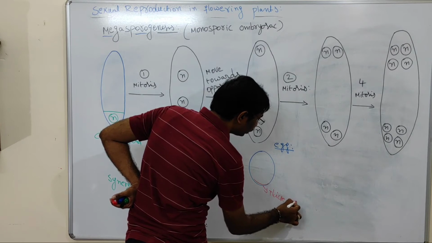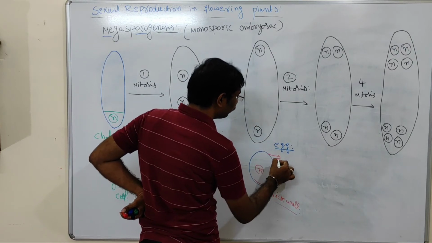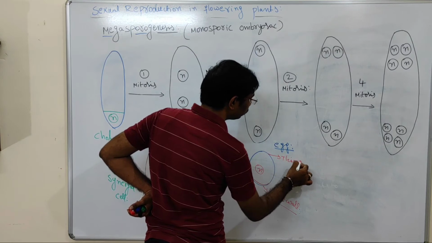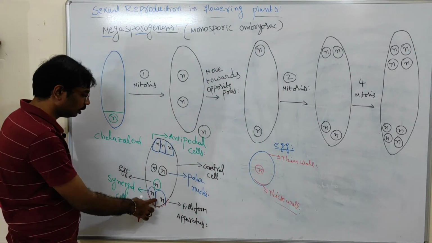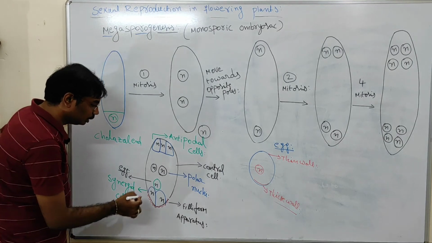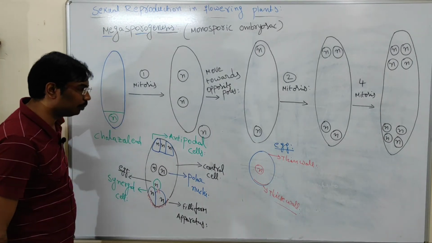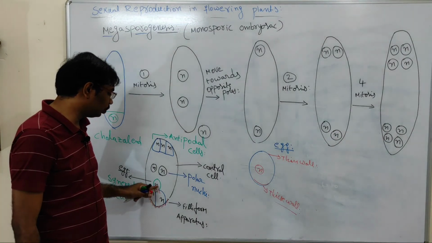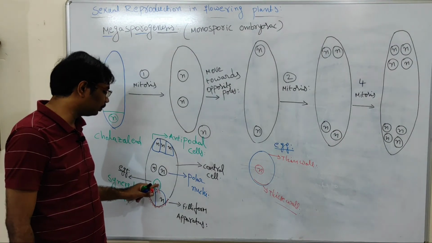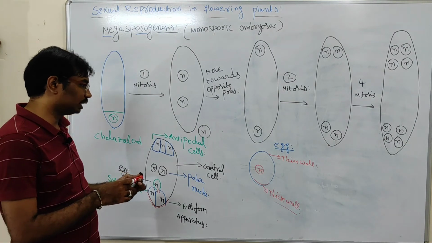There is a thick wall towards the micropylar region, and in this region it has a thin wall. Because see here, the synergids and egg cell are very close to each other. The synergids and egg cell are connected to each other with the help of plasmodesmata connections. So this is about the egg cell.